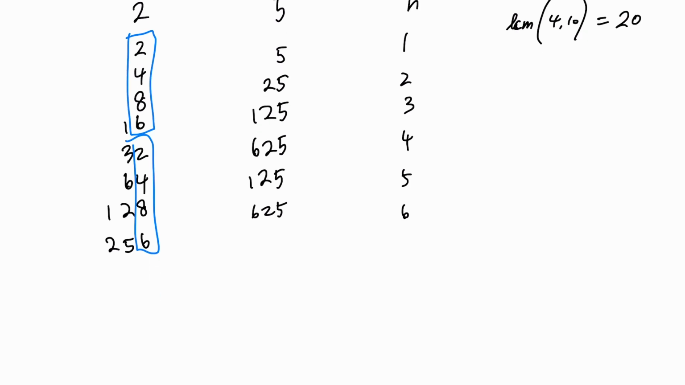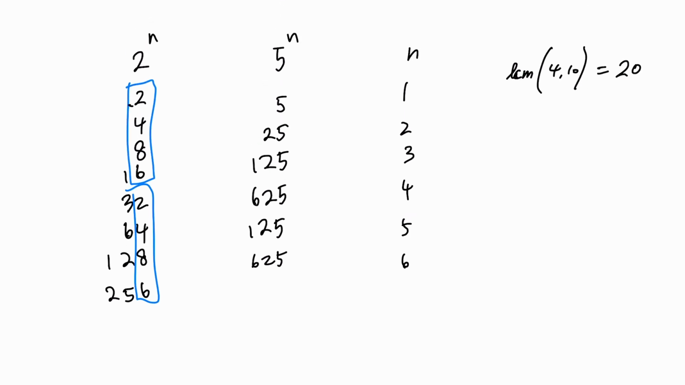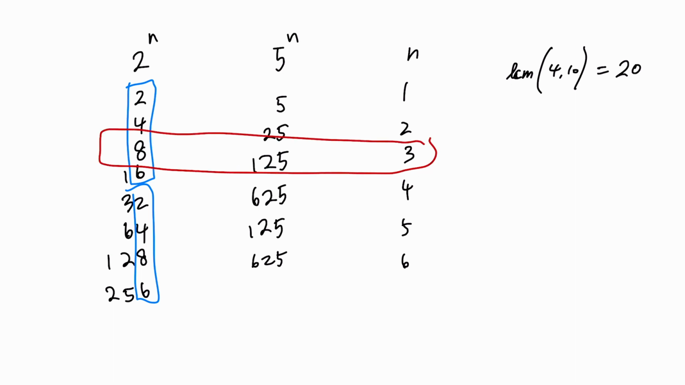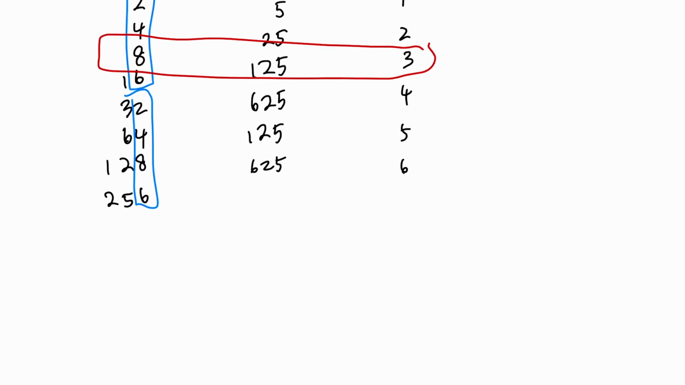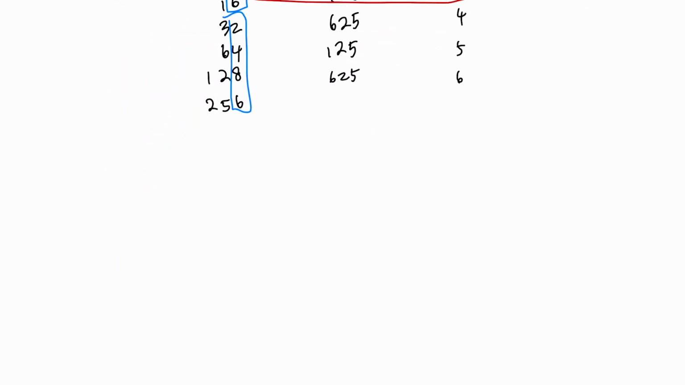Now, if we look at the sum here, 2 + 5 - 1, that's not 10. 4 + 25 - 2, that's not 10. 8 + 125 - 3, that gives us 10. So okay, this has a probability of actually happening. Now, let's list out more.